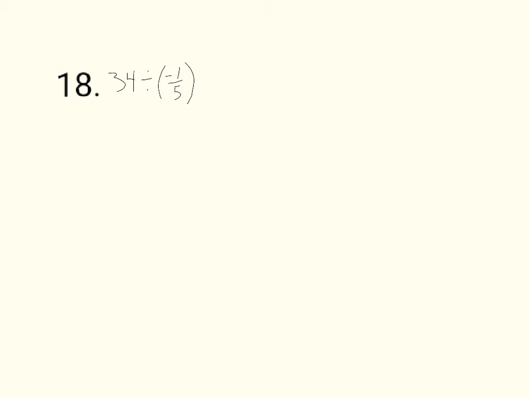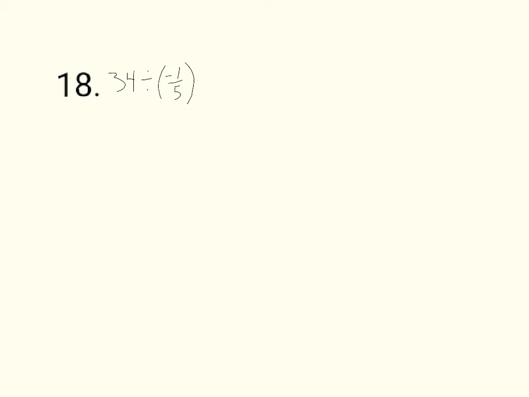34 divided by negative 1/5. If this were 34 divided by 1/5, you'd be dividing a much smaller number into a larger number. The answer would be more than 1. So this is going to be a number that's not between 0 and negative 1, but it's less than negative 1, is a way to put it.